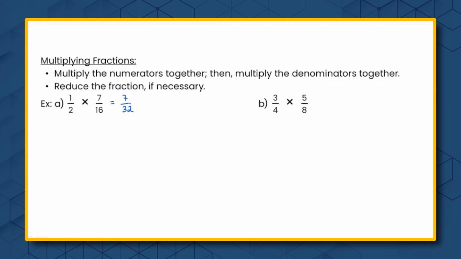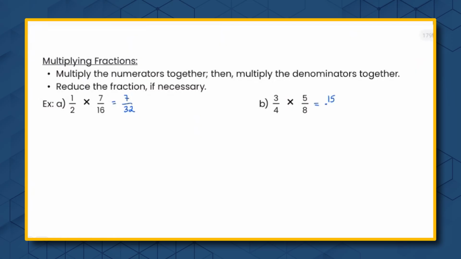We have 3 over 4, and we're going to multiply it by 5 over 8. So again, in multiplying fractions, it's very straightforward. Let's just multiply the numerators together. So again, let's just take 3, and we're going to multiply it by 5. That gives us 15. And then we are going to multiply the denominators together. So we'll take 4 times 8 and we'll multiply that together. That will give us 32. So we have 15 over 32.